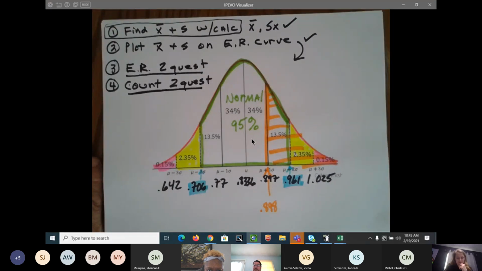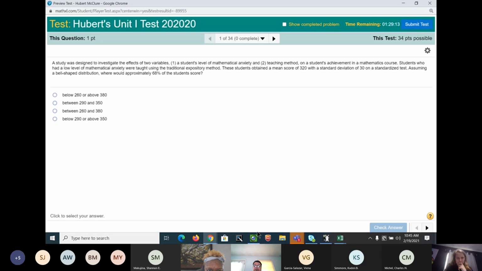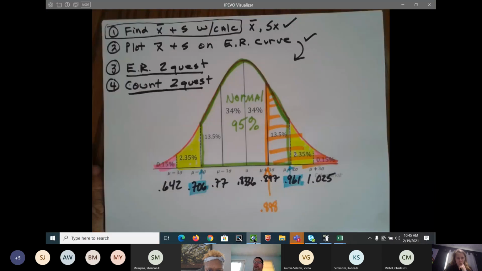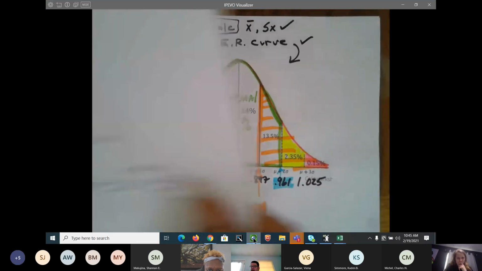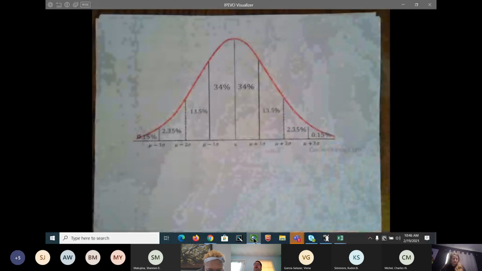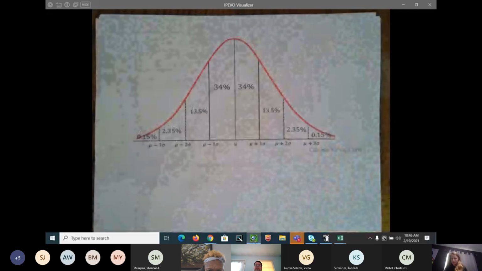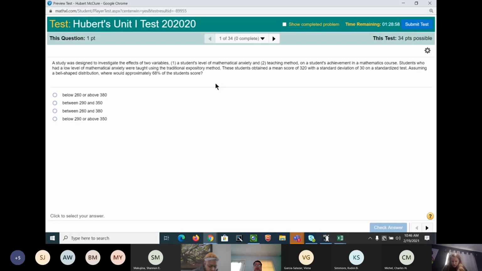So this question right here, all you have to do is pull up your handy dandy chart and fill it out and answer the question. No math involved, except for you adding the standard deviation to the mean 3 times to the right and subtracting it 3 times to the left. That's the only math involved on this question. So I'm going to do it to show you how simple this is.